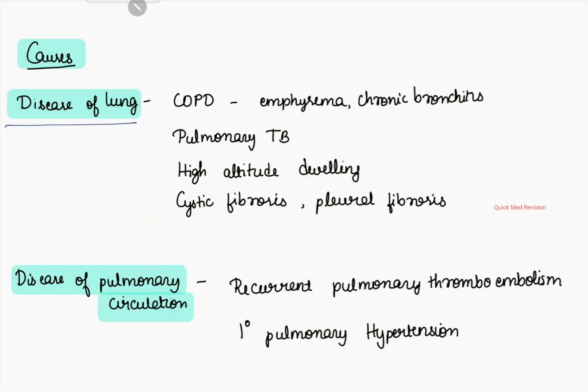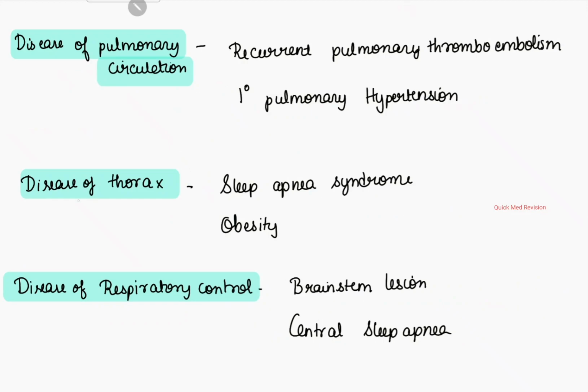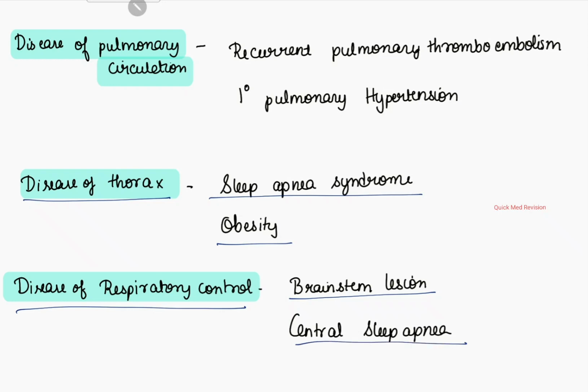Causes: disease of lung, COPD, for example emphysema, chronic bronchitis, pulmonary tuberculosis, high altitude dwelling, cystic fibrosis, pleural fibrosis. Disease of pulmonary circulation are the next cause, such as recurrent pulmonary thromboembolism, primary pulmonary hypertension. The other causes include disease of thorax such as sleep apnea syndrome, obesity, disease of respiratory control such as brainstem lesion, central sleep apnea.